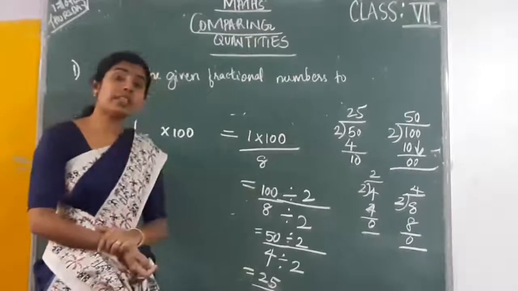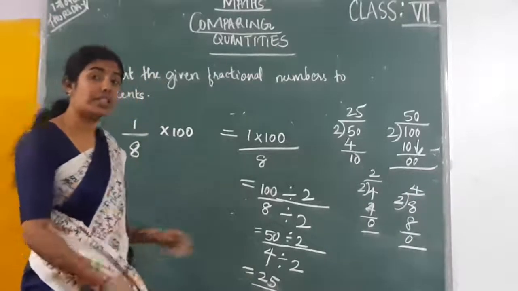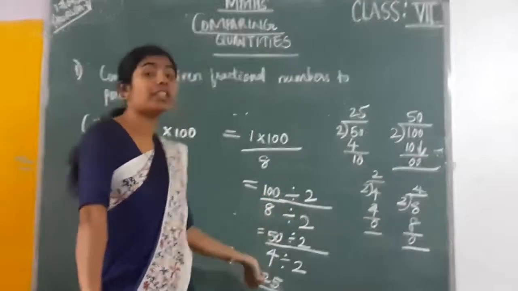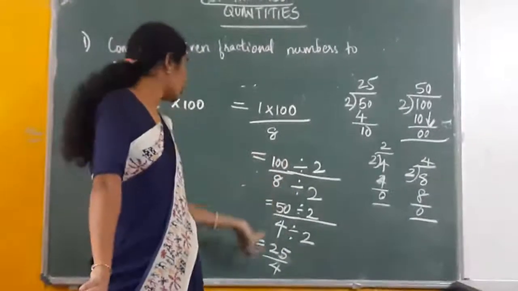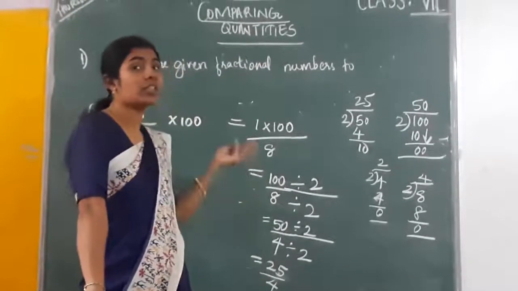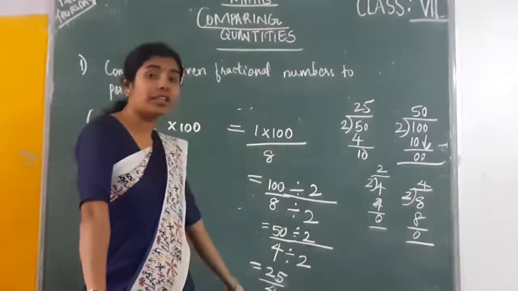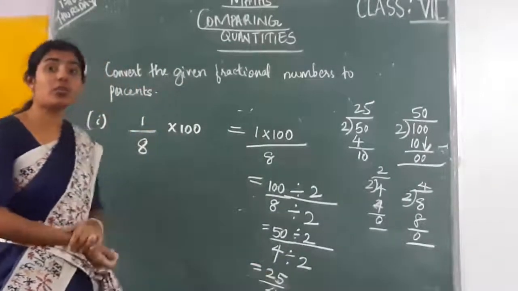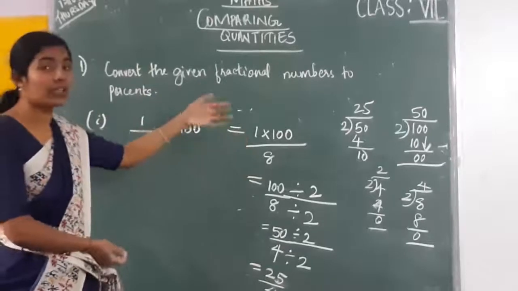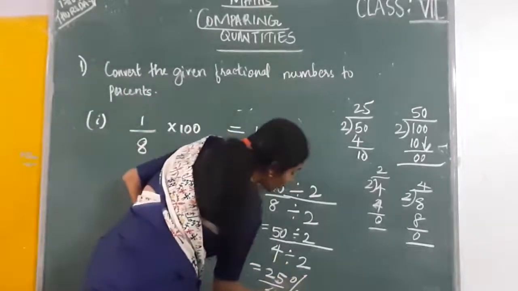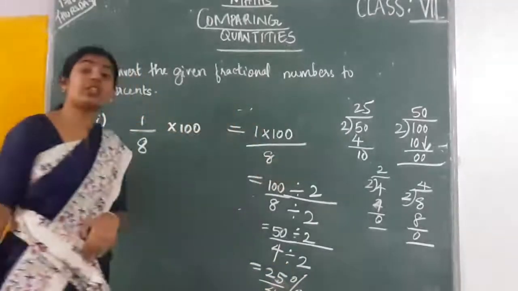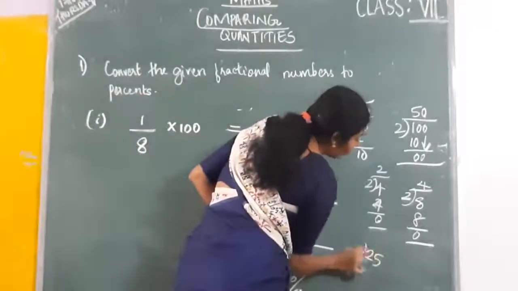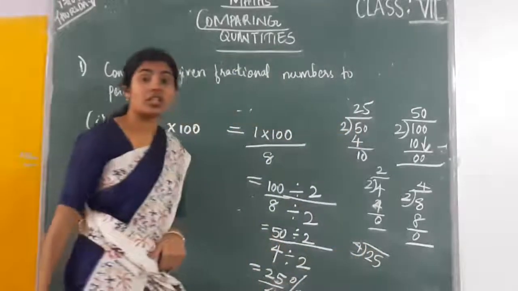Again, can you do the cancellation? No. What is the reason? 25 and 4 both are not in the same table, isn't it? 25 is in the 5 table, 4 is in the 4 table. So you can't divide by the same number. So what is the final answer? 25 by 4. Which answer you are getting, that we will convert into a percentage. Otherwise, you should write 25 by 4 as a mixed fraction.